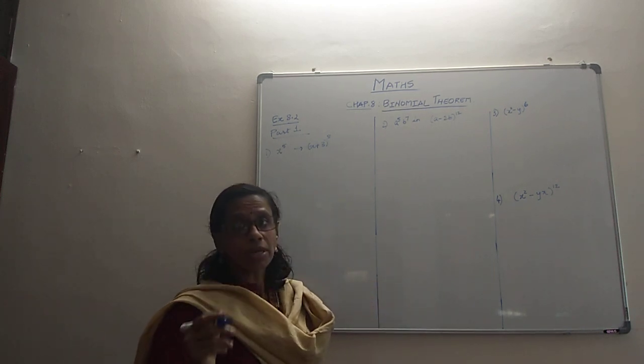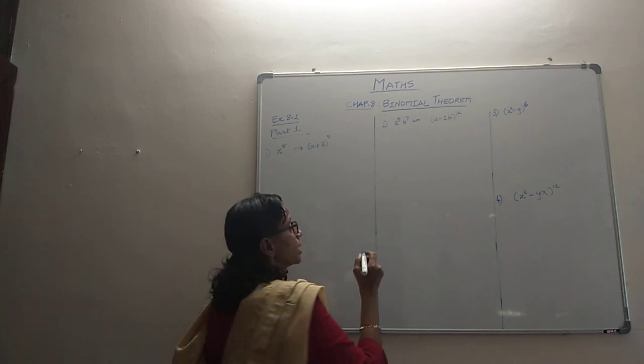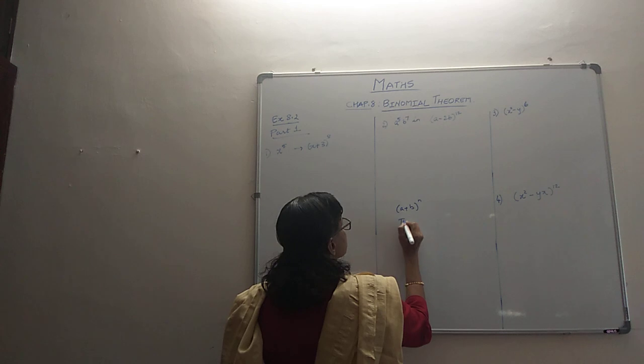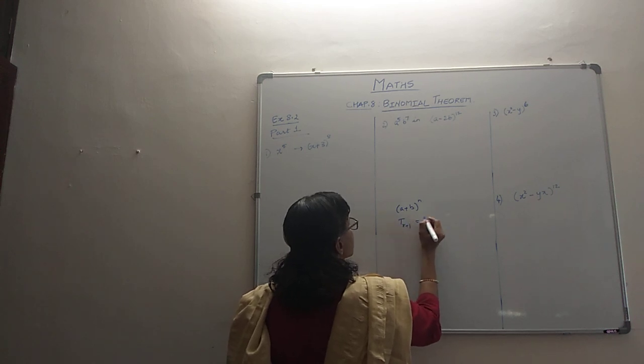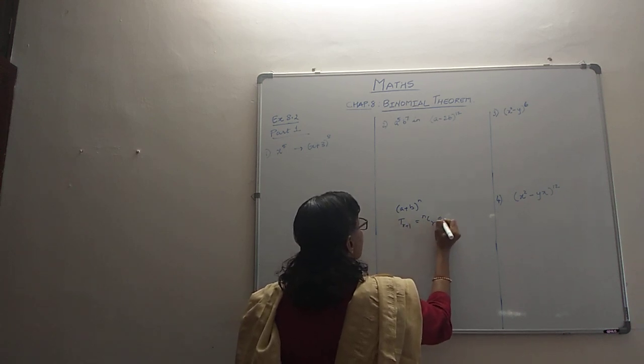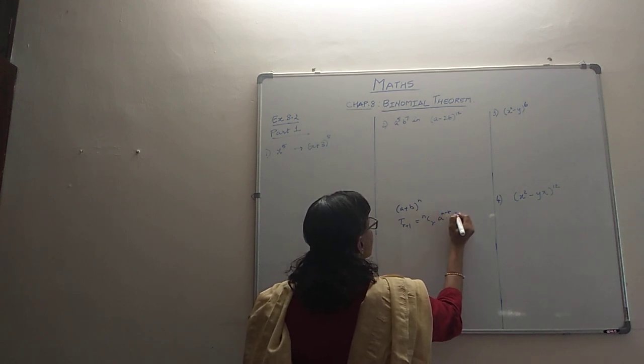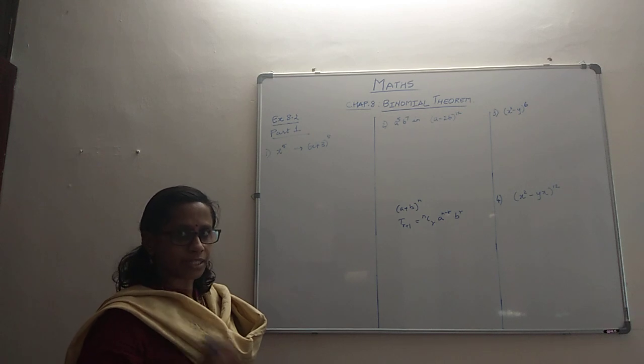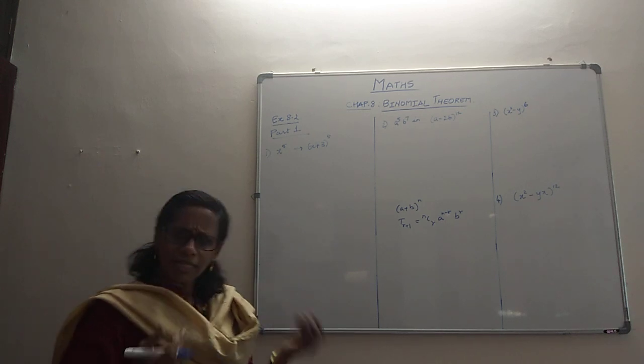By now you would be knowing the general term, but still, for an expansion of the type (a + b) raised to n, a general term, that is the (r + 1)th term, is given by nCr a raised to n minus r, b raised to r. This we have to keep in mind. This is how a general term is defined. So, right away, let us start.